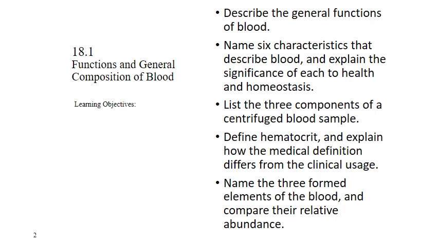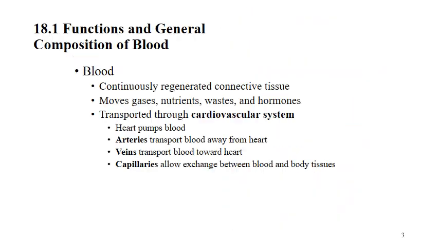And then list the 3 components of a centrifuged blood sample, which you guys will get to see next week. And then define hematocrit and explain how the medical definition differs from the clinical usage. And then name the 3 formed elements of blood and compare their relative abundance.